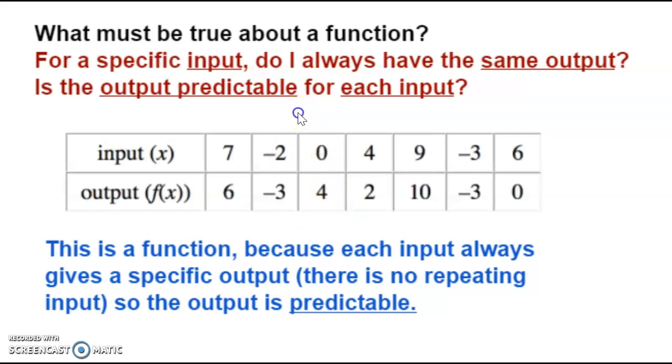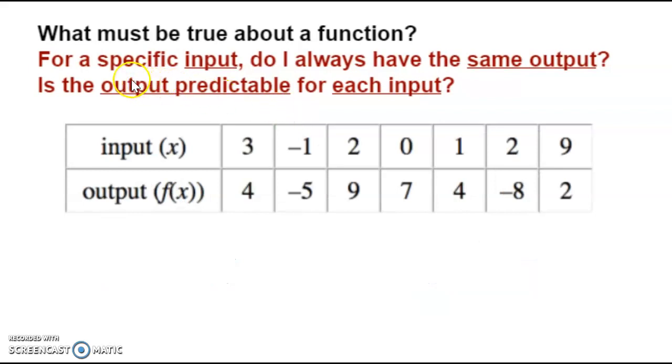All right, I'm going to give you another example. What about this one? For a specific input, do I always have the same output? Or is the output predictable for each input? Look at this table. In contrast, let's look at the input. Are there any repeating inputs here? The only repeating one is 2 and 2 here. That means when you put in 2, you got 9 as an output. But when you put in 2 again, this time you got -8. So for the same input, sometimes you got 9, sometimes you got -8.